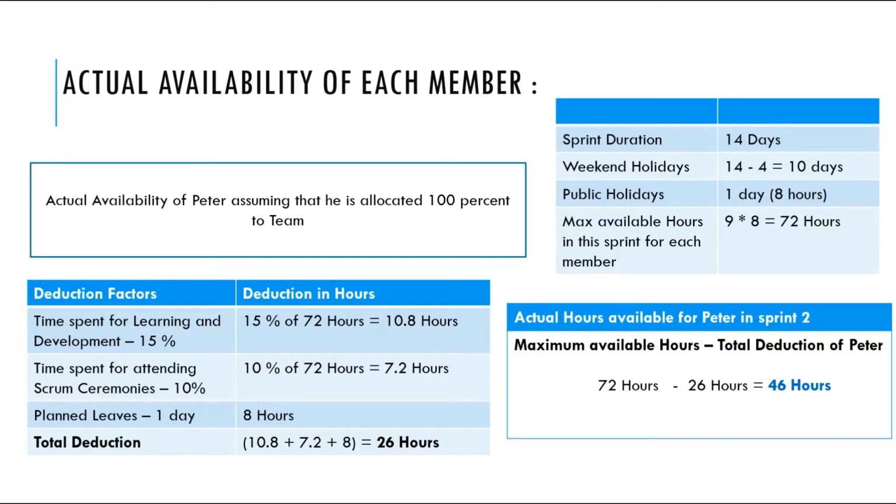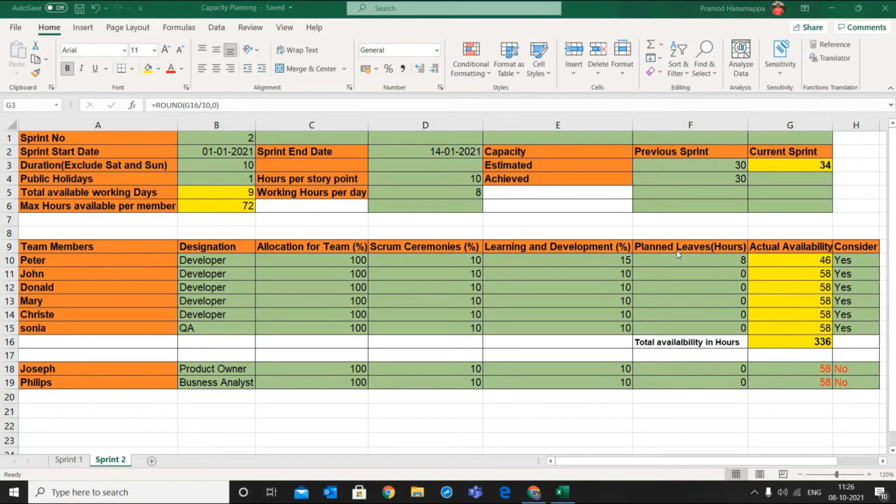Similarly, we have to calculate the actual availability of all the team members using Excel sheet. As we have calculated, the actual hours of Peter is 46, considering that his allocation to the team is 100%, time spent for Scrum ceremonies is 10%, time spent for learning and development is 15%, and planned leave is 1. So 1 day is 8 hours. Similarly, we need to calculate the actual hours of all the developers and QA. I have used formula in actual hours cell to make the calculation automatic and easy.